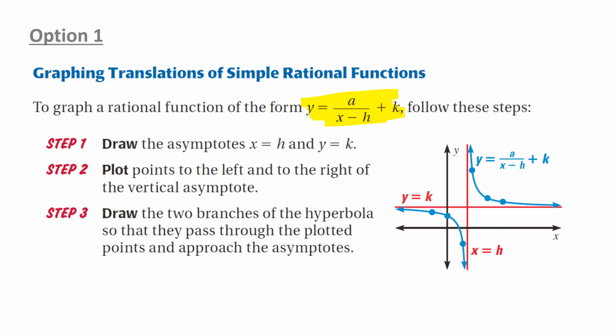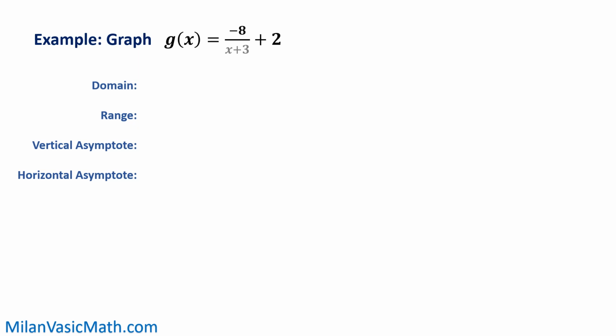we could draw the asymptotes, which are x equals h and y equals k. And then we plot points to both sides of those, to the left side and right side, and then connect the two branches. And that's what we're going to do. Here is that function again, g of x equals -8 divided by the sum of x plus 3, and then plus 2 is being added to that fraction.